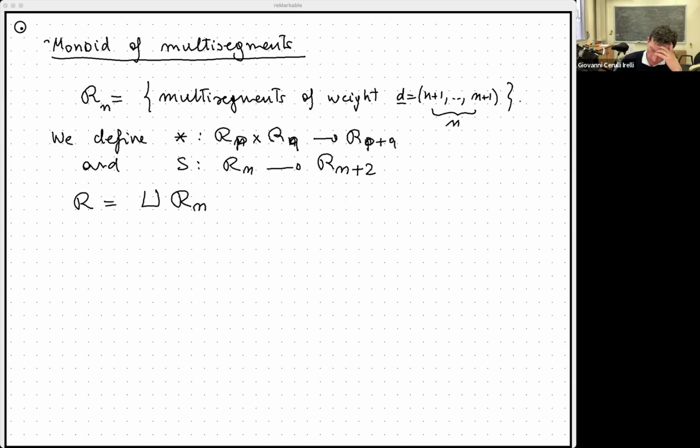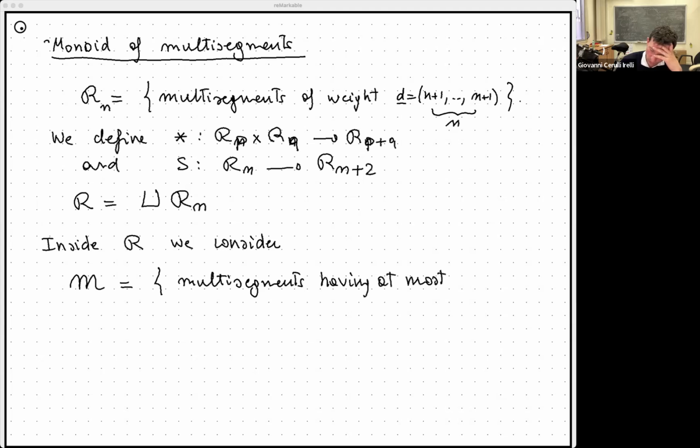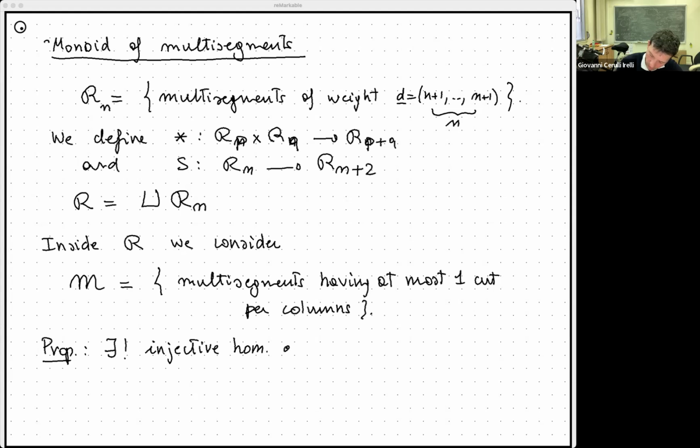Okay. Then inside R, we consider M, multisegments having at most one cut per column. And here, by the universal property of the Motzkin monoid, what we prove is that there exists a unique injective homomorphism of monoids, let's call it phi, from Mot to M.